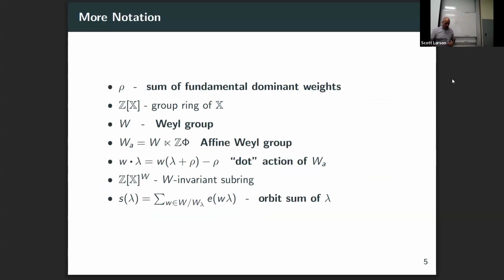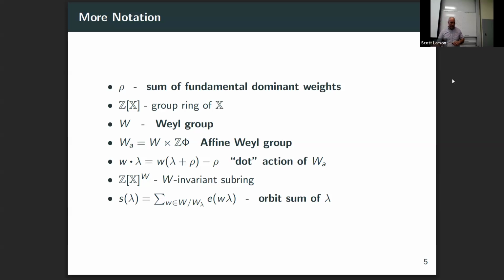Okay, so let's try to say a little bit more about what we do have. So here's more notation. If you've seen these, you know what they are, and if you haven't, there's not enough time to absorb it. But for the record, so I can check some boxes here, rho is going to be the sum of the fundamental dominant weights. Our characters, we think of them as living in the group ring of this character group. So X is a free abelian group, and its group ring is like Laurent polynomials in several variables as a ring. W is going to be the Weyl group, which acts on the weight lattice. And then, of course, we have the affine Weyl group.